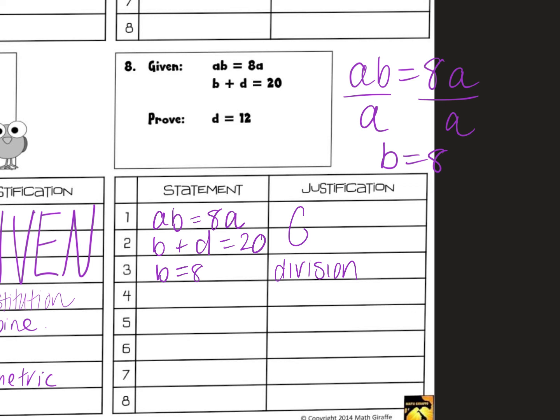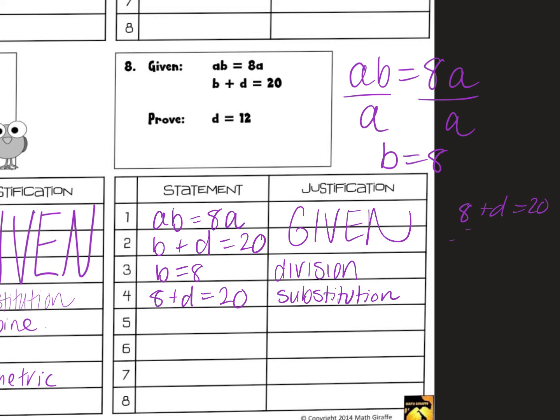All right, and those two are given. So now that we know b equals 8, we can substitute or plug that in. So we get 8 plus d equals 20. So we're going to subtract 8 over to get d equals 12.